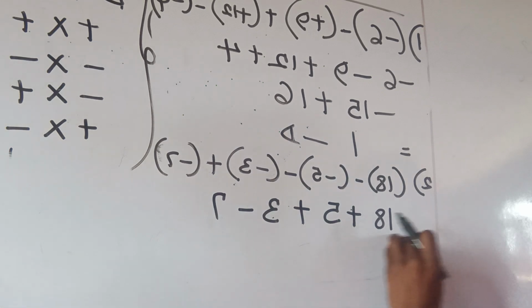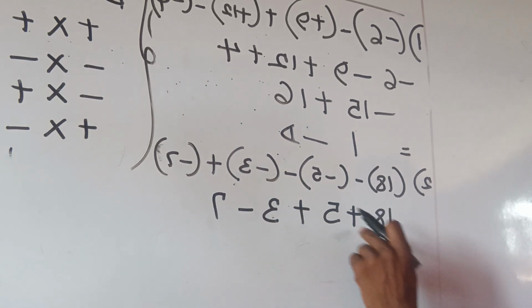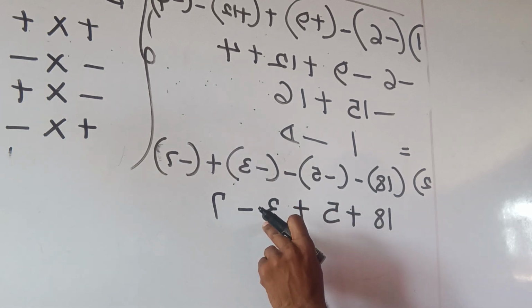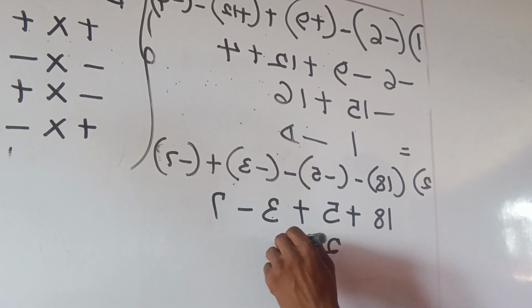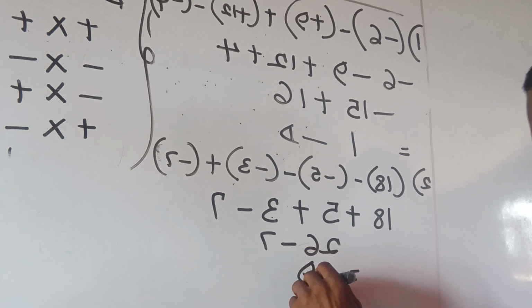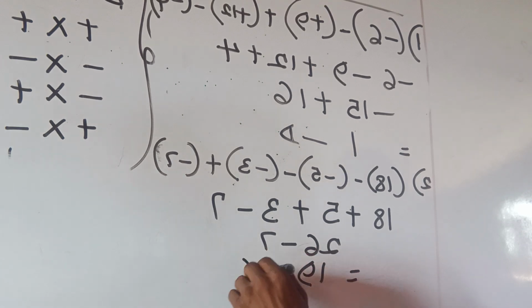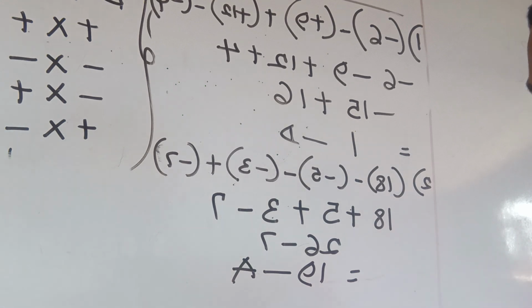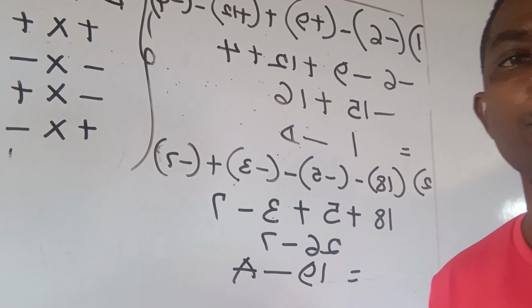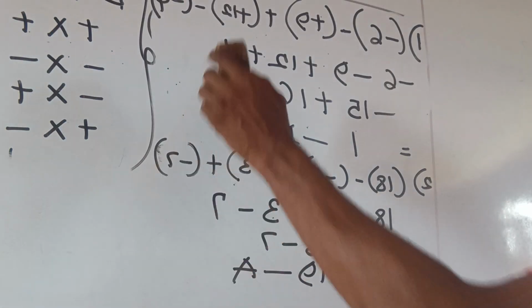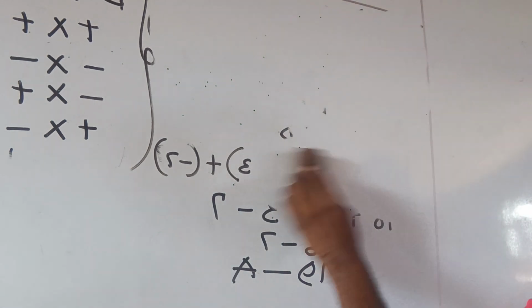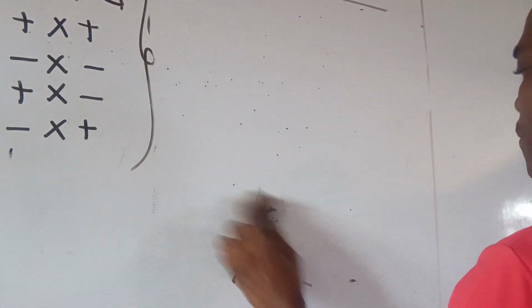Now, these are all positive values. 18 plus 5 is 23. 23 plus 3 is 26. That's 26 minus 7. So what is 26 minus 7? 26 minus 7 is 19. And what option is 19? That's option A. Is that taken? That's option A for question 2. Let's go to question 3 very quickly. Let's see what's in question 3.